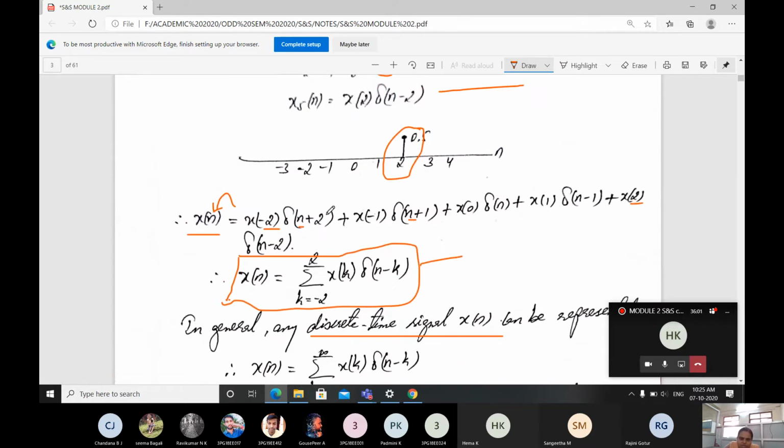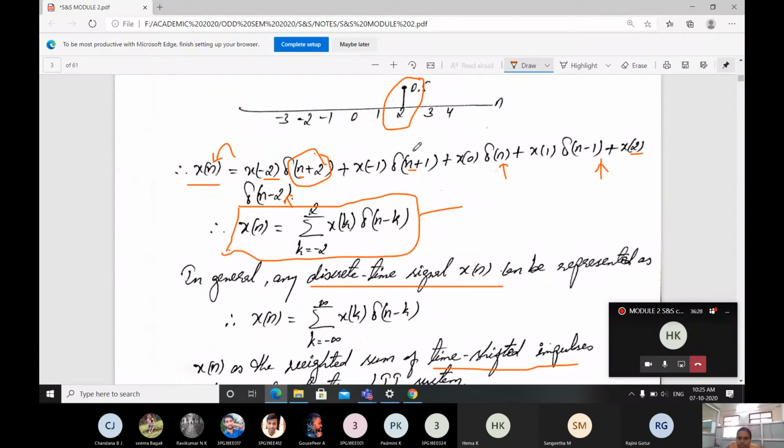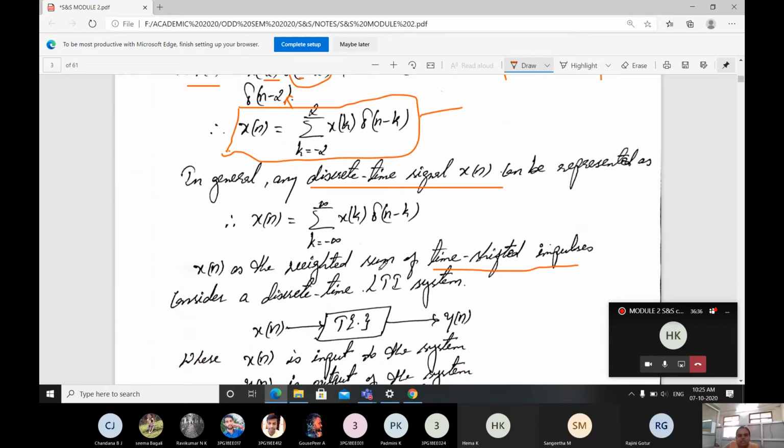Observe here, time shifted impulses: delta of n shifted by 2 positions to the left, here left by 1 position, it is at the center, then right shifted by 1, and shifted by 2 positions at the right side. That's what we took in the theory also, the time shifted version. Weighted means how much x of minus 2, here x of minus 1, the weighting, what is the amplitude the samples are having. That's what a weighted sum of the time shifted impulses.